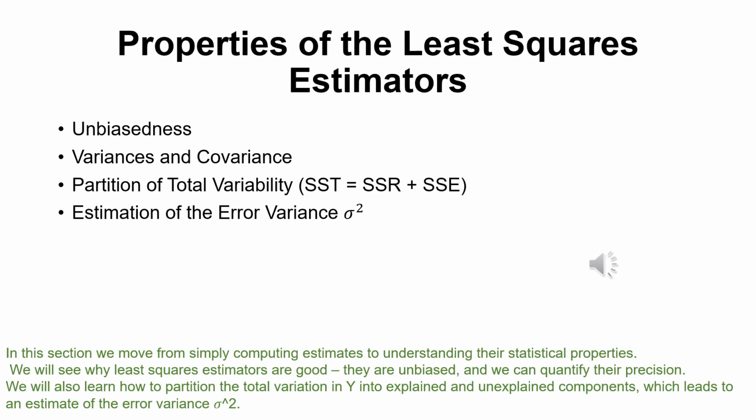We now move from simply computing estimates to understanding their statistical properties. We'll see why least squares estimators are good. They are unbiased, meaning on average they hit the true population values, and we can quantify their precision using standard errors. We'll also learn how to partition the total variation in y into explained and unexplained components, which leads to an estimate of the error variance sigma. This is where regression becomes more than just curve fitting, it becomes statistical inference.